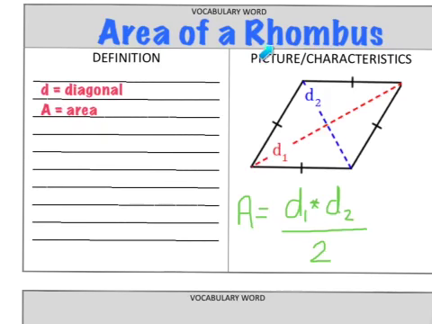Okay, moving on to rhombus. So rhombus, we look at the diagonals of a rhombus. So diagonals go from corner to corner. Okay, so we have two diagonals, diagonal 1 and diagonal 2. And the way you find the area is you multiply the two diagonals together. So diagonal 1 times diagonal 2. And then whatever you get, just divide your answer by 2. So multiply these two together, and then whatever you get, just divide your answer by 2. And that's how you find the area of a rhombus.